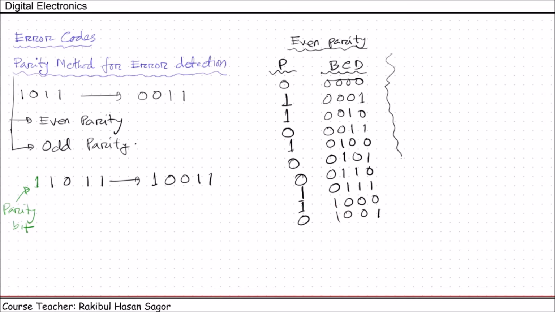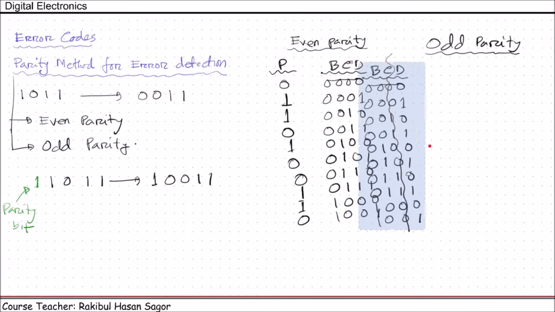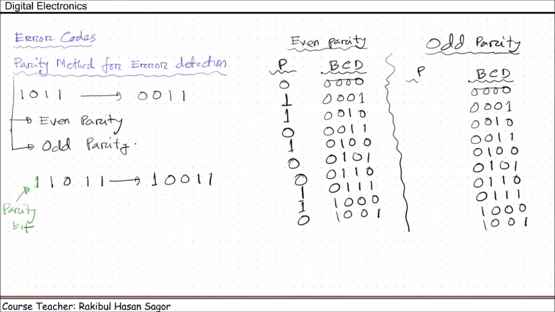Again, the same thing can be done for odd parity. If we take the same BCD number, so let's copy it, then the parity bit here will be 1.